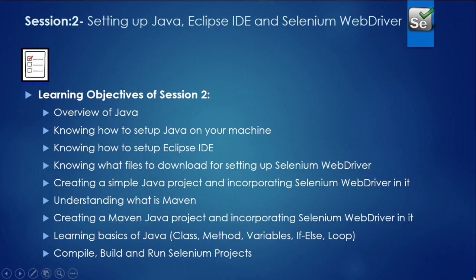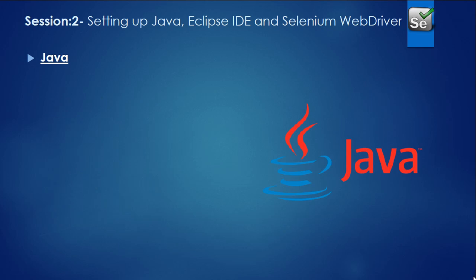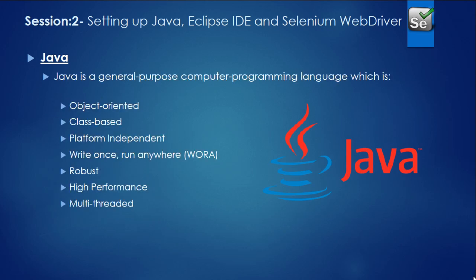Now, let's move to our first topic, which is Java. So Java is one of the most popular programming languages in use. It is a general purpose high level programming language that is object oriented, class based, and specifically designed to have as few implementation dependencies as possible. It is intended to let the application developers write once, run everywhere, meaning that the compiled Java code can run on all platforms that support Java without the need for recompilation.